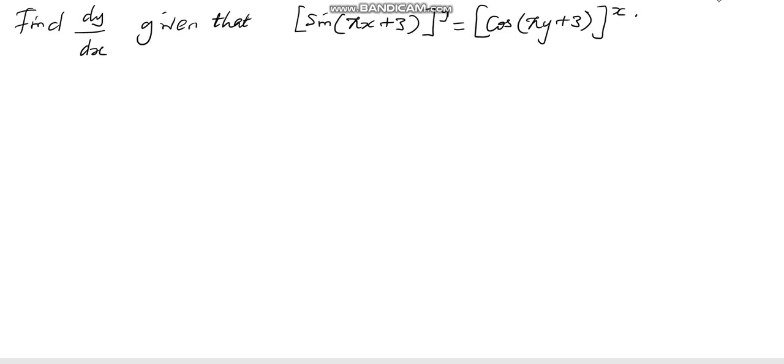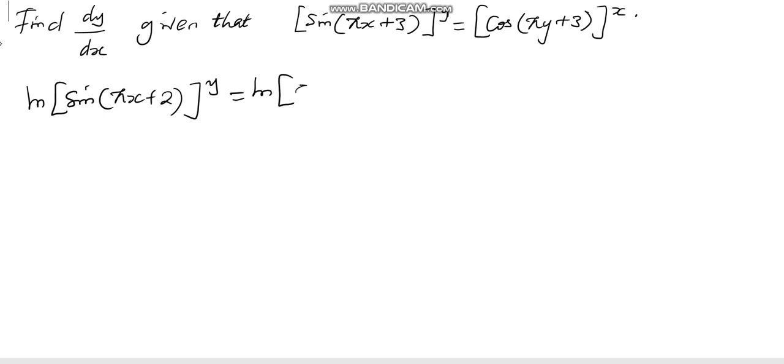So here we need to find dy/dx of this function that we've been given. The method of differentiation that we're going to use here is logarithmic differentiation. So now, when we introduce logs on both sides, we're going to have ln (sin(πx + 2)) to the power y equal to ln (cos(πy + 3)) to the power x.